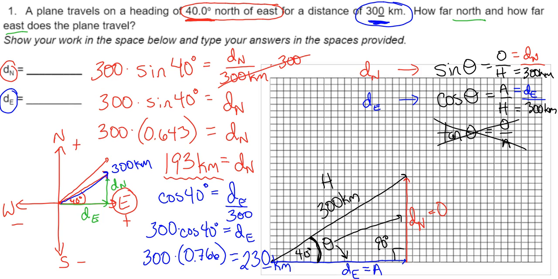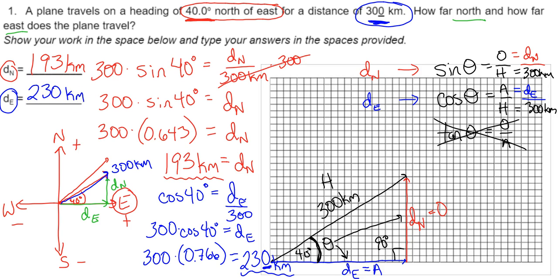Okay, so again, to three significant figures, because I actually got on my calculator 229.81333, etc. I rounded that to 230 with the 0 being a significant figure, so I give it a little underline there. So to put the final answers on here, my distance north is 193 kilometers, and my distance east is 230 kilometers.